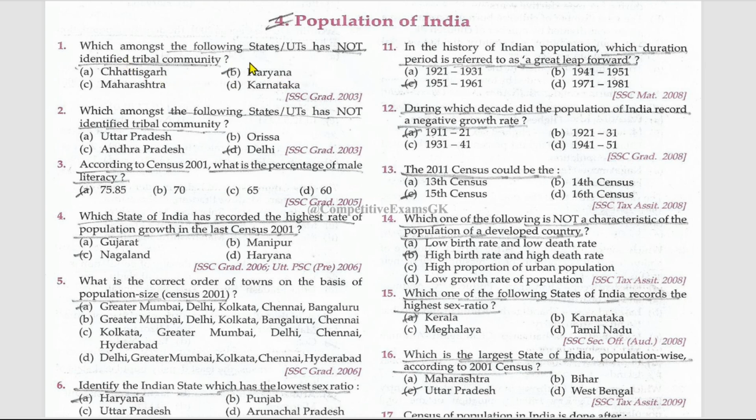Which among the following states or UTs has not identified tribal communities? Haryana. Which among the following states or UTs has not identified tribal communities? Delhi.